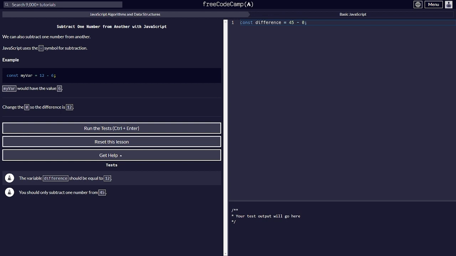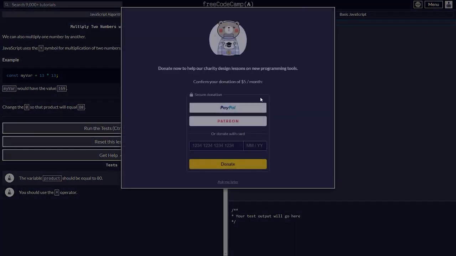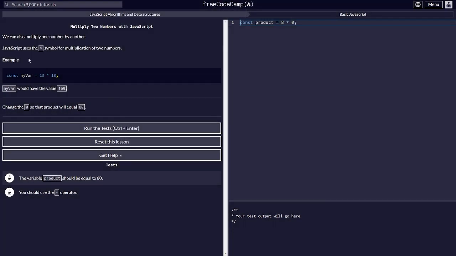Oh gosh, I'm bad at math in my head. So 45 minus 12. Oh my gosh, 45 minus 12, 33. Okay, so 45 minus 33 should equal 12. All right, don't laugh at my math, guys. All right, ask me later.